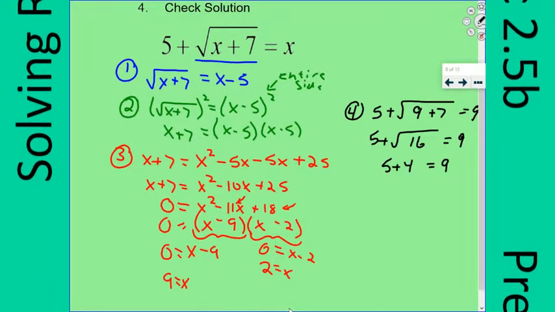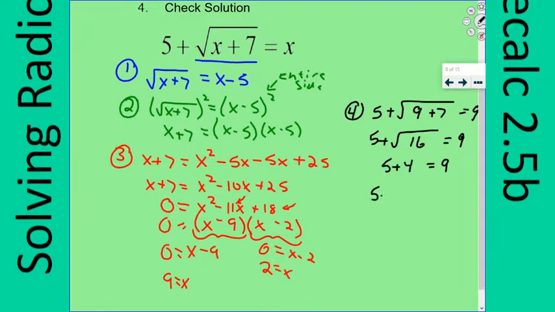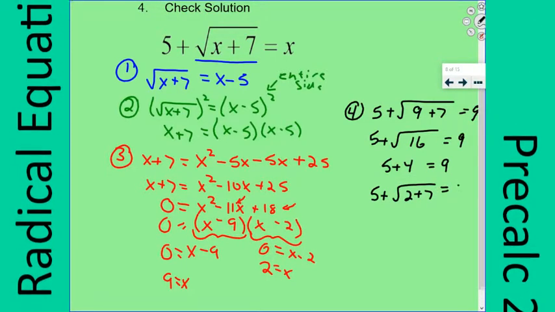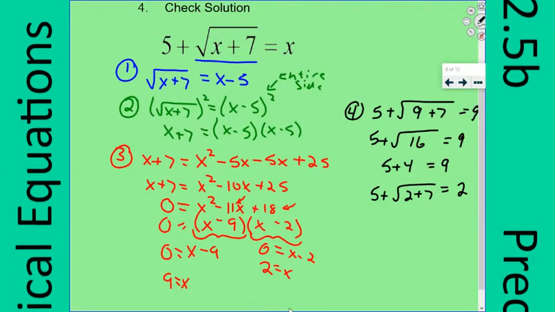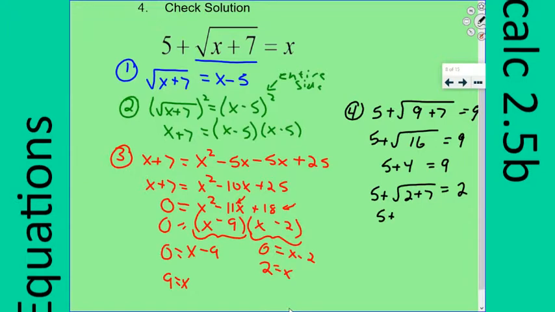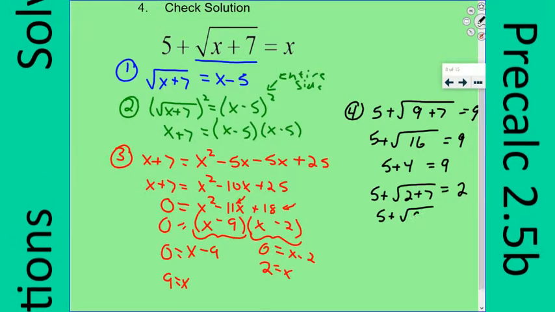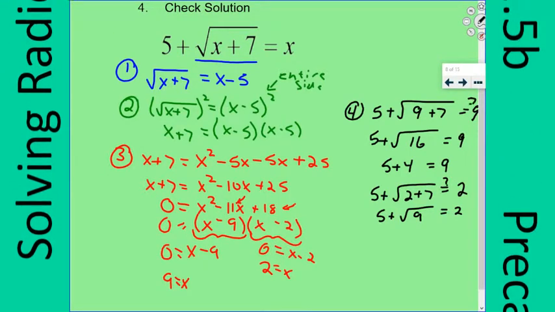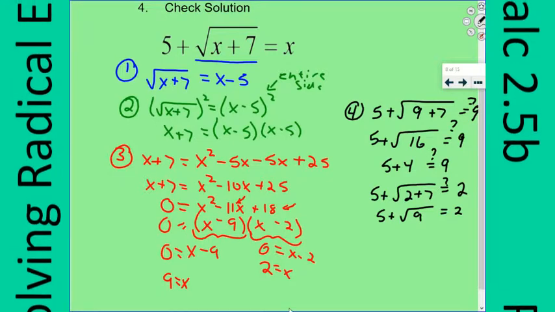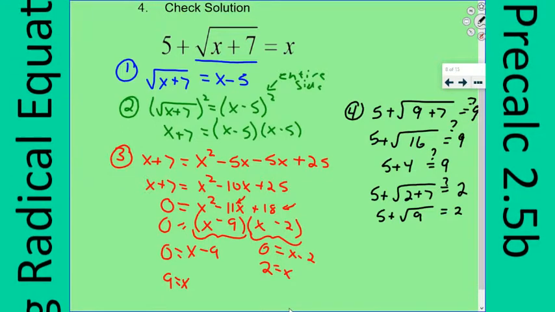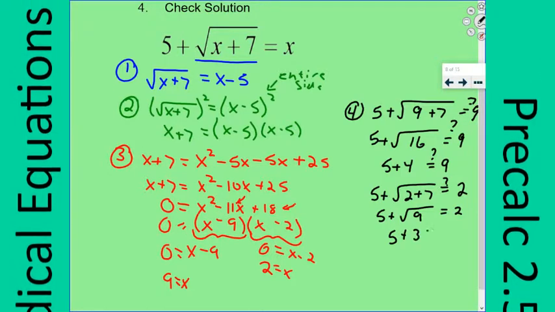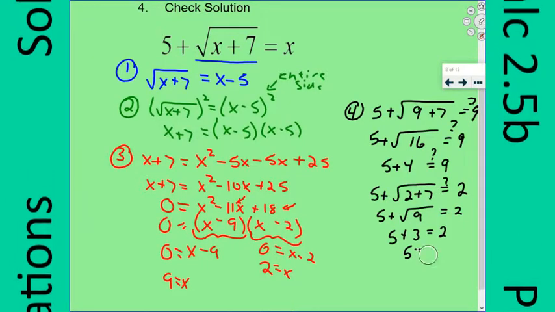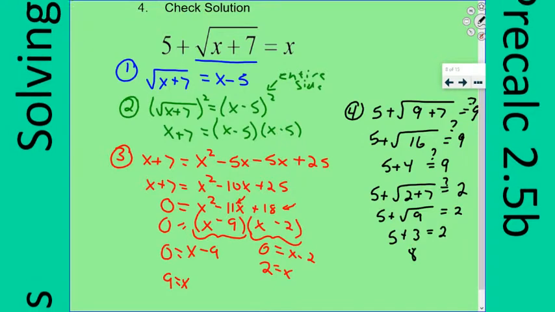So now we need to check to see if 2 works. Let's see, 5 plus the square root of 2 plus 7, does that equal 2? So 5 plus the square root of 9 equals 2. We're checking. So then, 5 plus the square root of 9, 5 plus 3 equals 2. So that is saying that 8 equals 2.